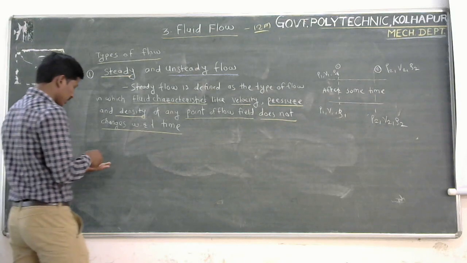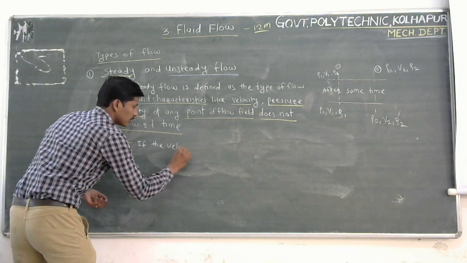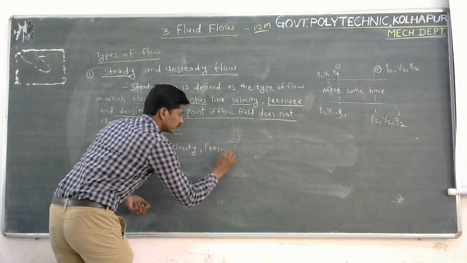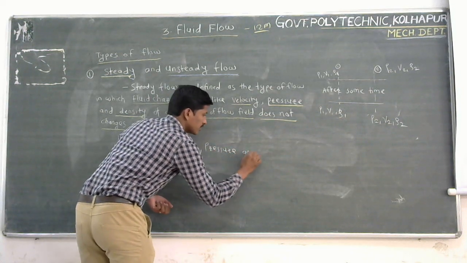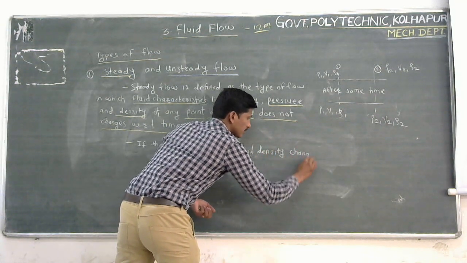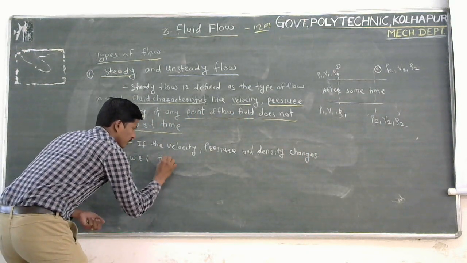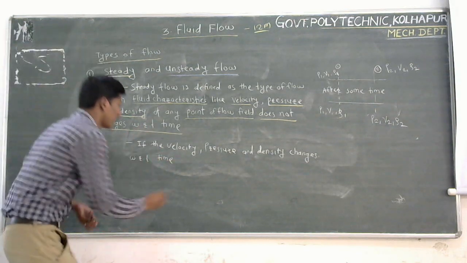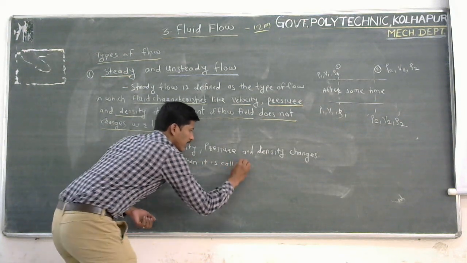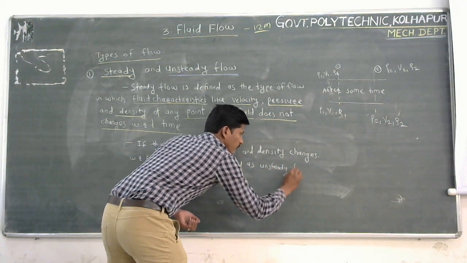flow. So what will be the unsteady flow? If the velocity or pressure and density changes with respect to time, then it is called unsteady flow.